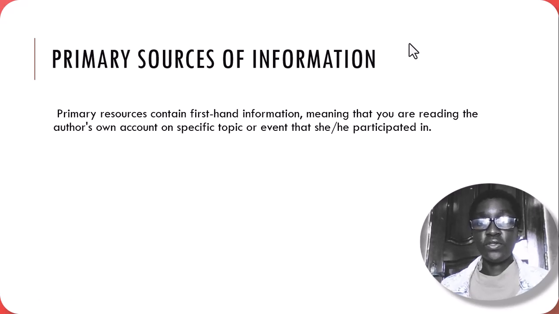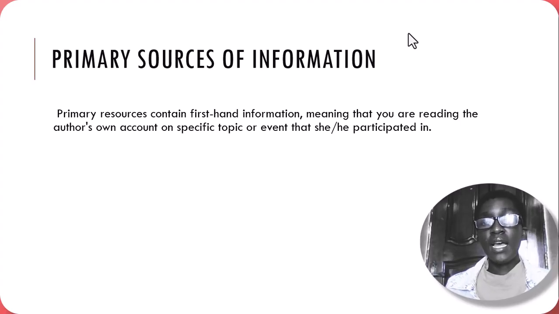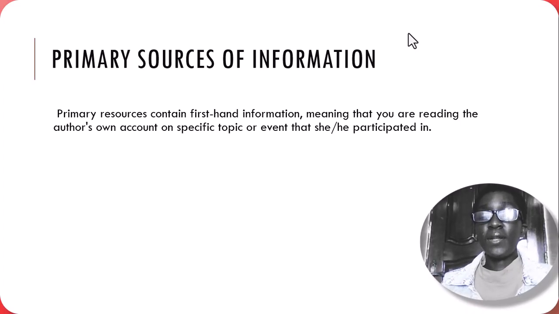We have different types of sources of information, and the very first one is primary sources of information. Primary sources contain first-hand information, meaning you are reading the author's own account on a specific topic or event that he or she participated in. You need to know that primary sources such as research articles often do not explain terminology and theoretical principles in detail. Therefore, the readers of primary scholarly research should have fundamental knowledge of the subject area.